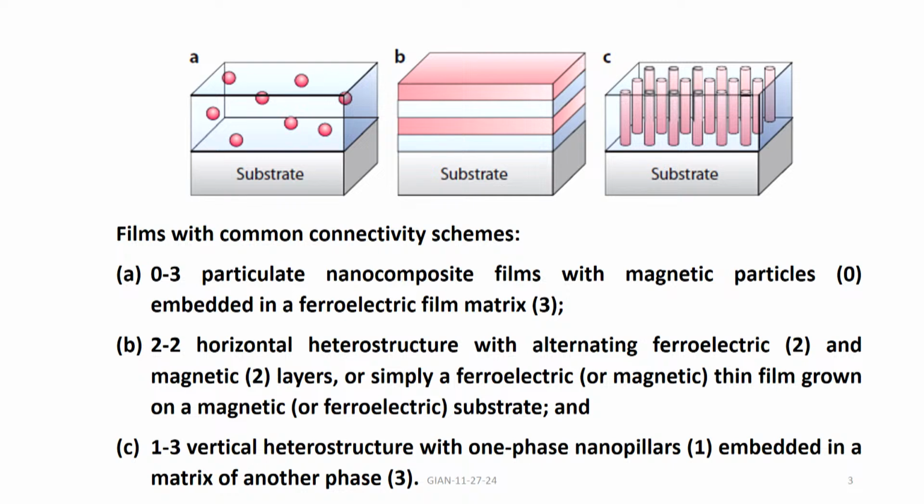So, in the case of thin films, you can put together different structures. The first one is nanoparticles of phase 1 embedded in a matrix of phase 2. So, it is a 0-3 composite film. The second one can be a nano bilayer or multilayer on a substrate. So, it is a 2-2 film on a substrate. The third one is a nano pillar in a matrix of another phase, and these pillars and the matrix are on the substrate. That would be 1-3.